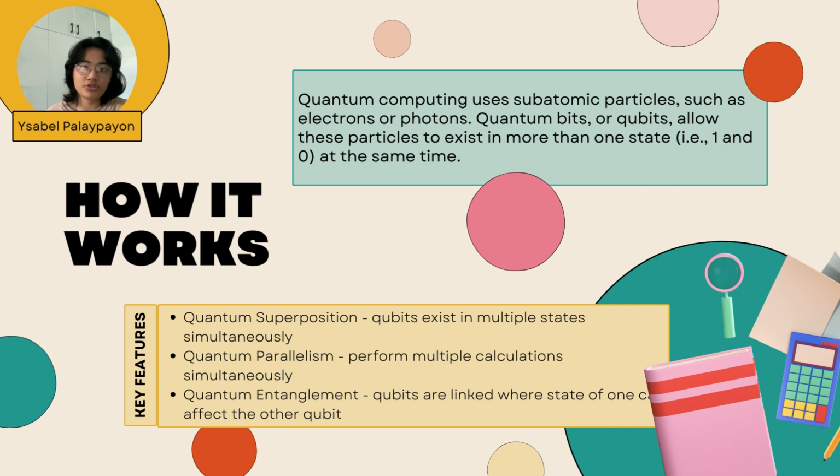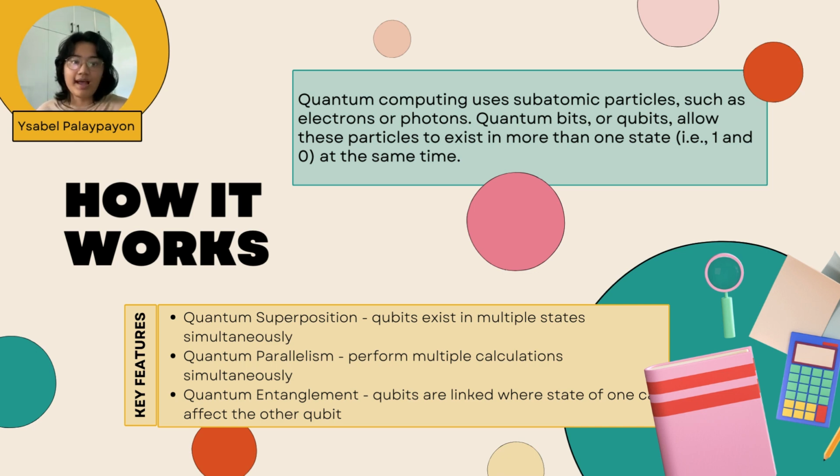The key feature that triggers quantum computing is quantum superposition, which allows qubits to exist in multiple states simultaneously. This then enables quantum computers to perform multiple calculations simultaneously, and this process is known as quantum parallelism. Another important principle is quantum entanglement, and this allows qubits to be linked in such a way that the state of one qubit can affect another qubit instantaneously, no matter how far apart they are.